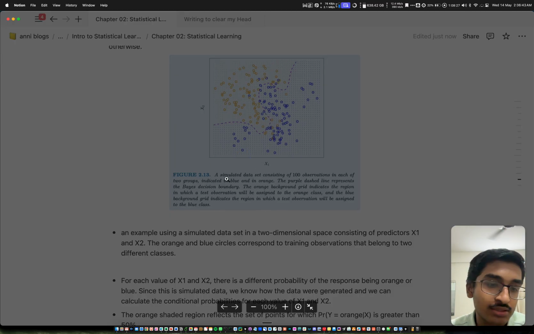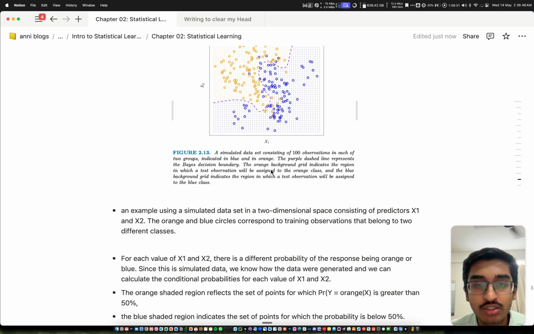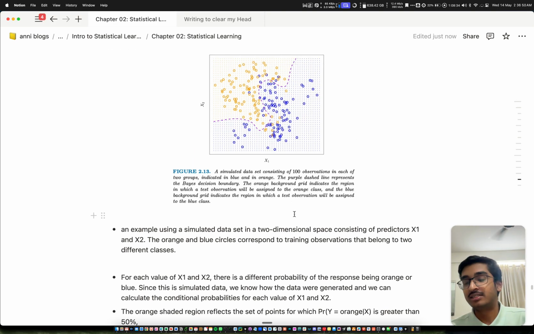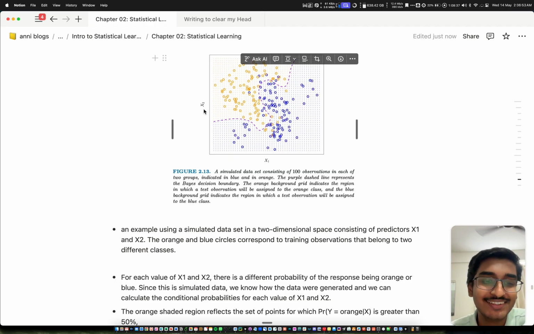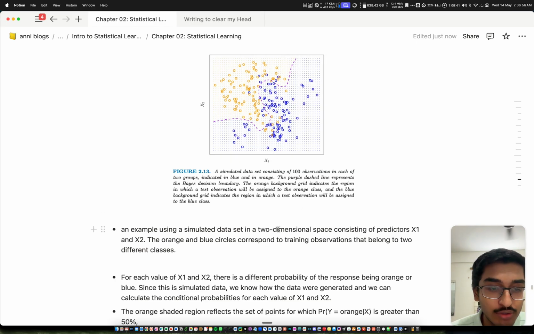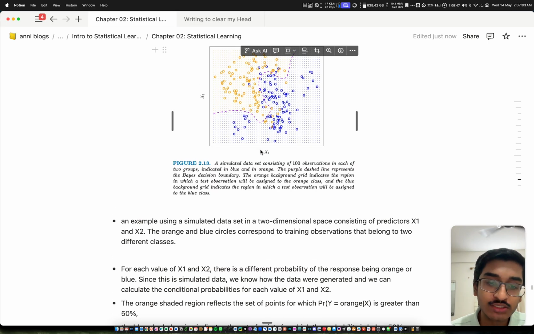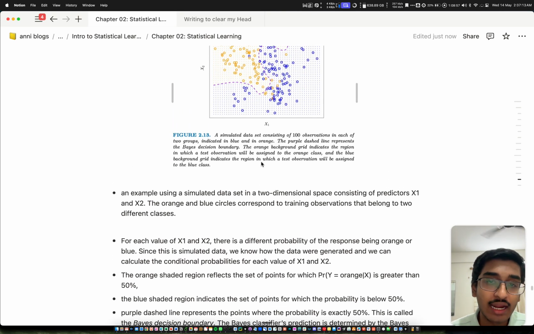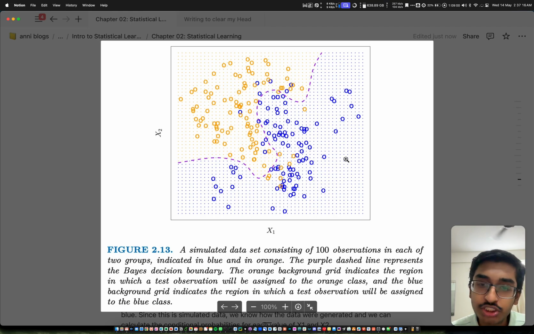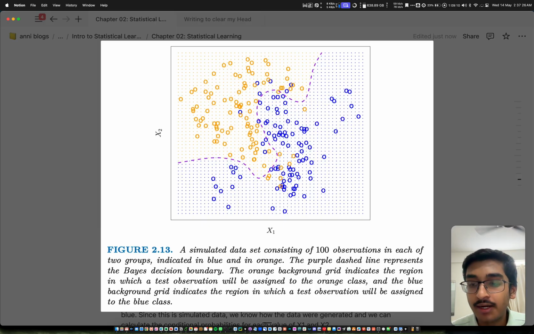So this is a figure simulated in a 2D space, which corresponds to 2 predictors. Just imagine the size of your house and the number of bathrooms. The orange and blue circles correspond to the training observations that belong to the 2 different classes. Each value of x1 and x2 has a probability of being blue or yellow, whether it's a blue house or a yellow house, and that's represented by the shading of this image. Blue shading means it's going to be a blue house, yellow shading means it's going to be a yellow house. The purple line in between is where the probability is exactly 0.5, where the probability of it being blue or yellow is 0.5.